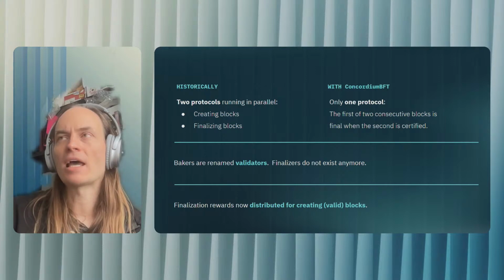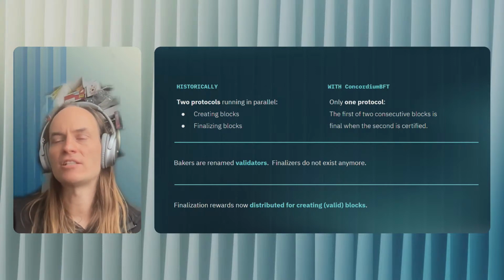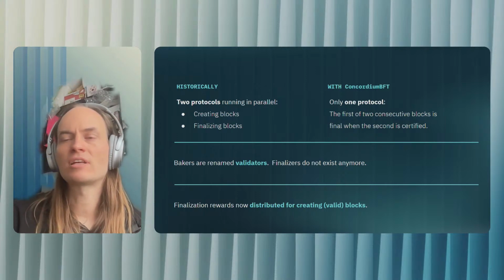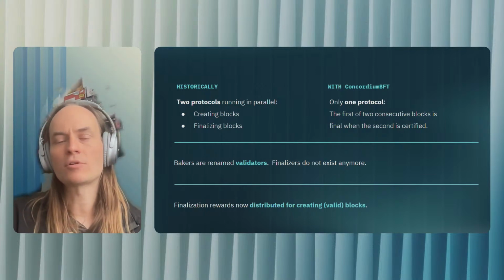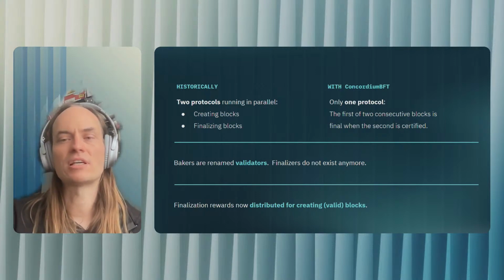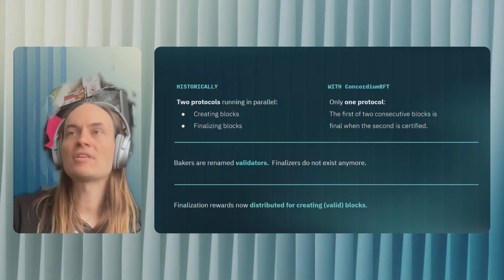Because what happens in a BFT protocol is that the validators, when they see a new block, they check it. If it's good, they tell everyone, hey, this block is good. And if enough people think that the block is good, it gets certified. And if two consecutive blocks get certified, the first is final. So we don't need a protocol in parallel which finalizes blocks. It just kind of happens as a side effect of the BFT protocol. So we adapted the tokenomics to that.